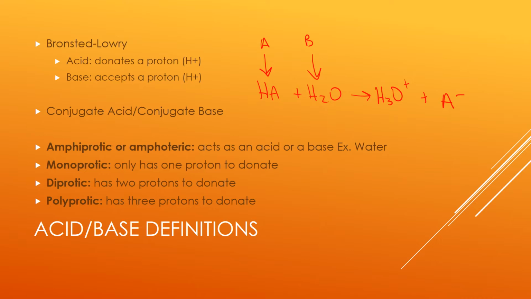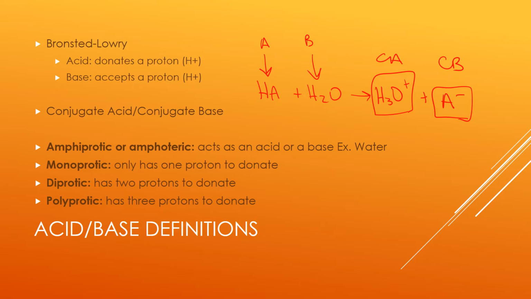When your acid has given off the H+, this is what you have left over. This is known as your conjugate base. When your base has accepted the H+, this is what you have as your product, and that's known as your conjugate acid.